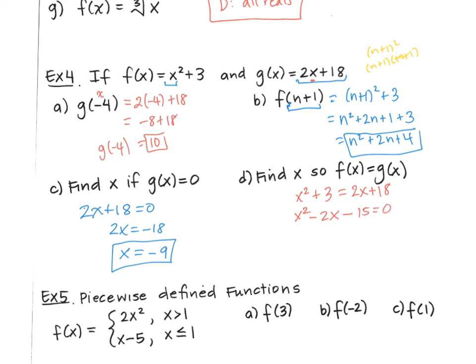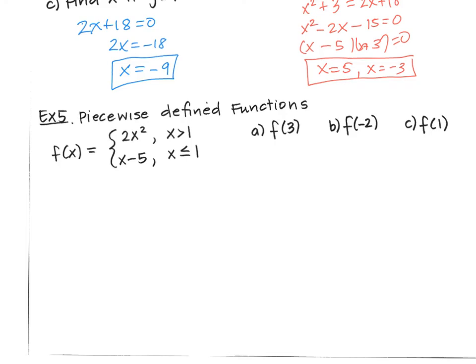Let's see. I'm going to try to factor this. This will factor: x minus 5 times x plus 3, -5 plus 3. So x is 5 and x is -3. And it said find x when f of x equals g of x. So my x's are 5 and -3.